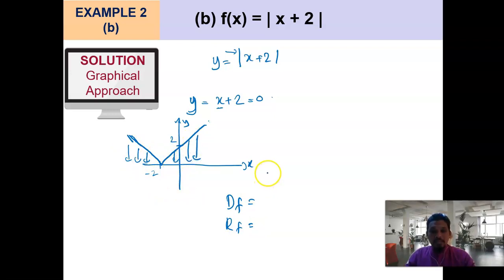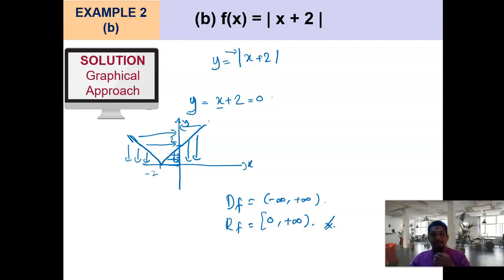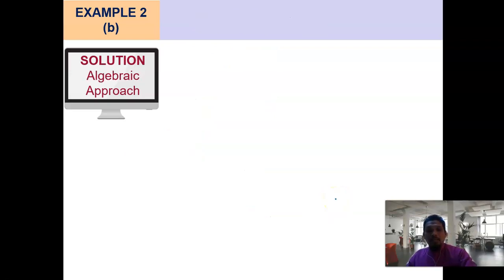All values of x? Yes, it's from negative infinity to positive infinity. And the range? Range will refer the graph to the y-axis. Okay, we refer to the y-axis. So it is from 0 to positive infinity. Okay. If we find the domain and range this way, we call it the algebraic approach.